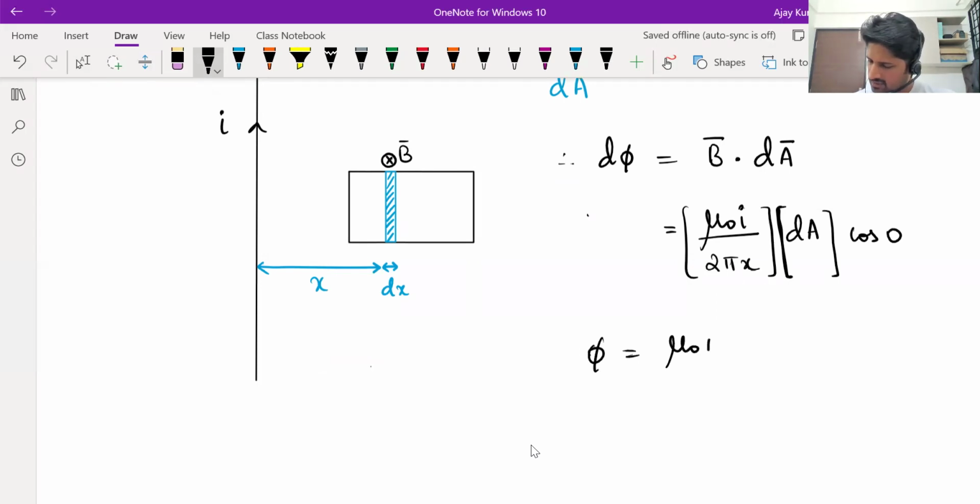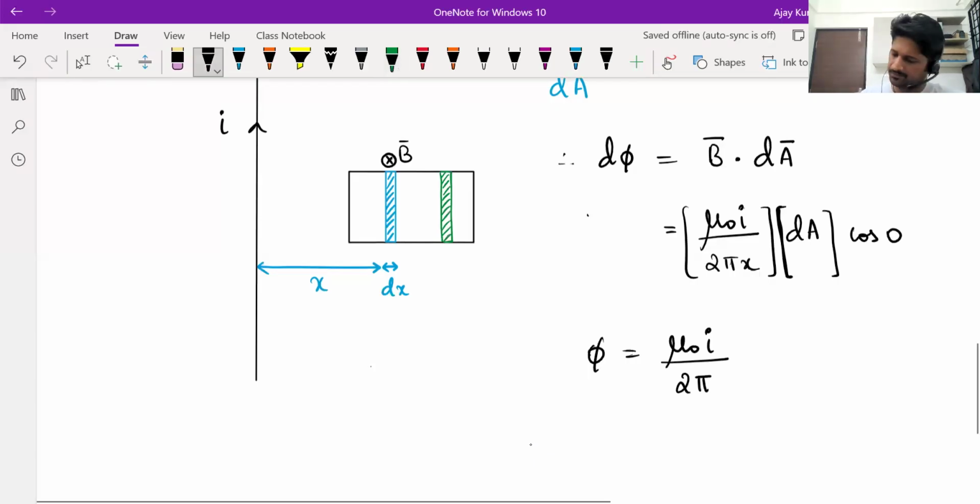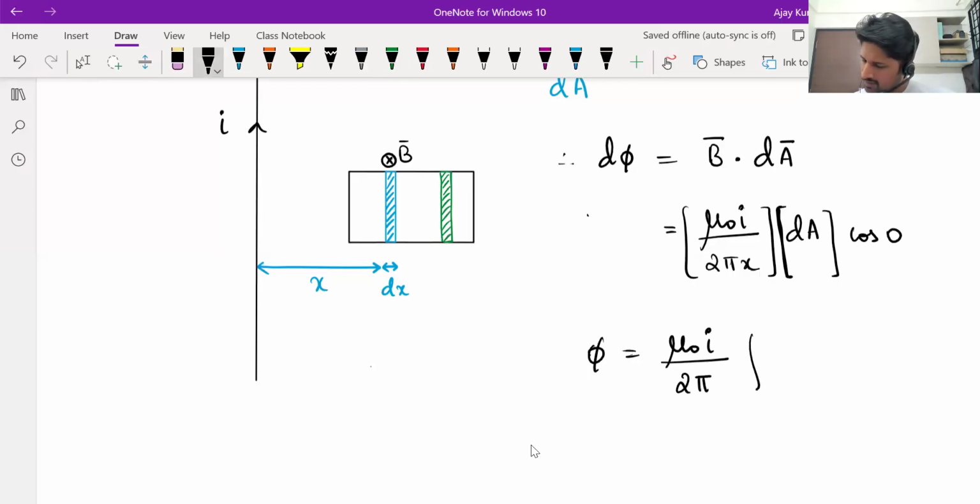Mu naught is constant. I is the current producing the field. 2 pi is constant. But the distance x varies from element to element. The blue element is at one distance. You can take another rectangular element here. It will be at a different distance from the wire. If the distance is different, the field will also be significantly different. Okay. So you need to integrate dA divided by x.